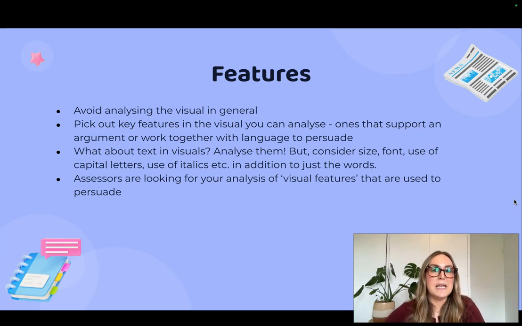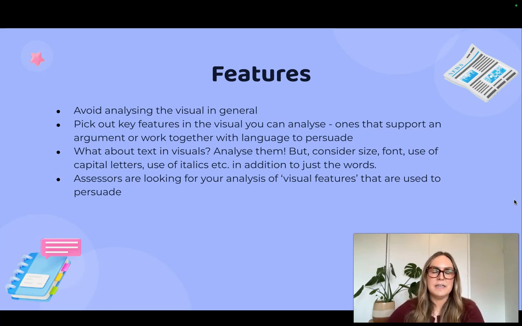Students will often ask me, what about if the visual has text in it? Well, yes, analyze it. Of course, analyze it. But I would encourage you to also consider things like the font, the size of the text, the use of capital letters, italics, things that are to do with formatting, that it isn't just the words or the language within the image.